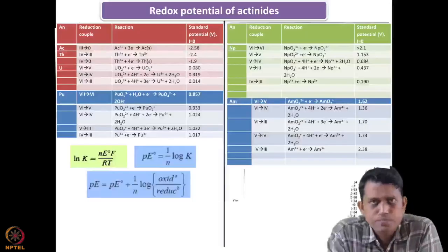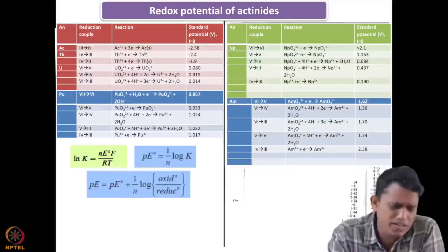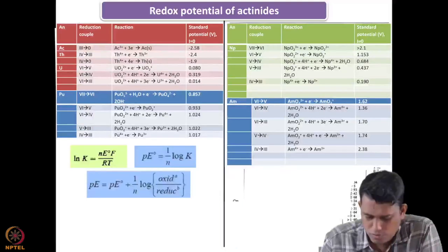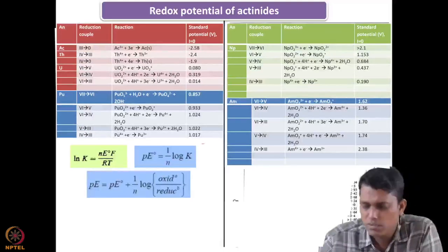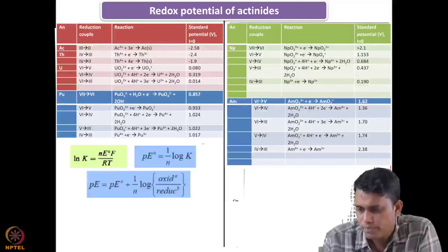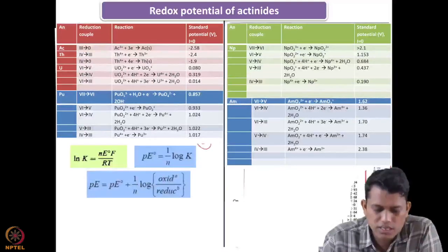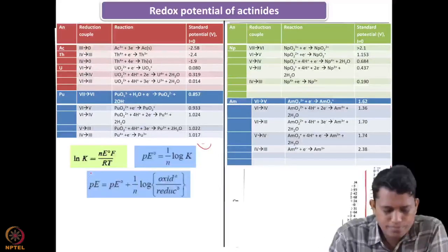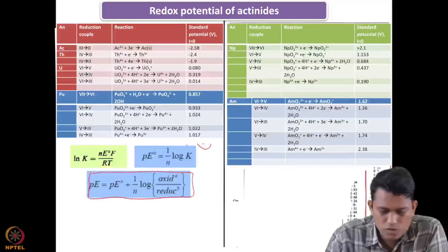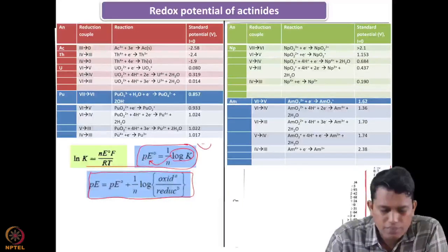So with this knowledge, can we draw, because I have shown you this for neptunium, but can we draw for other metal ions? So this is the list I have given you for different actinides, starting from actinium to nobelium. And you can see that for all these actinides, I have given you the standard potentials. And as I told you in the previous slide, if you have information about this standard reduction potential, you can easily derive the ln K values. And once you have this ln K value, you can use these two equations. From this ln K, you can derive pE naught, and that you can put here.